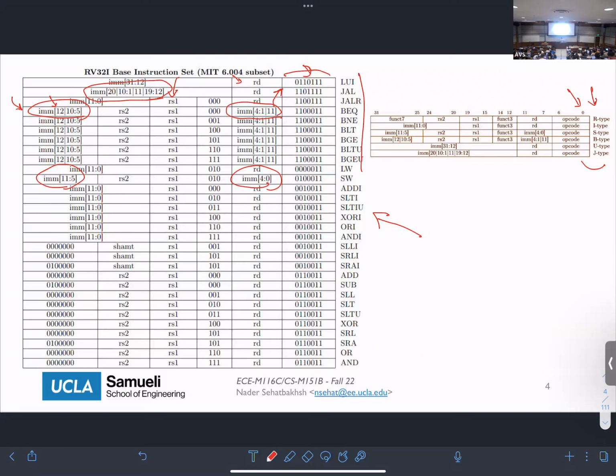Any other questions? Yeah. Oh, by the way, the question was why the 11th bit is on the right side and not next to the 12th bit. Yeah, sorry, I forgot to repeat.